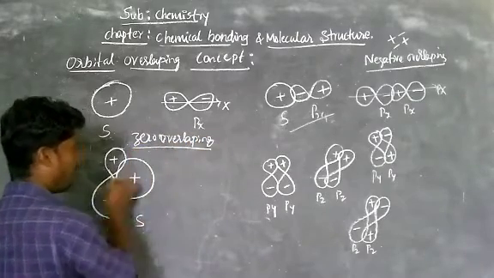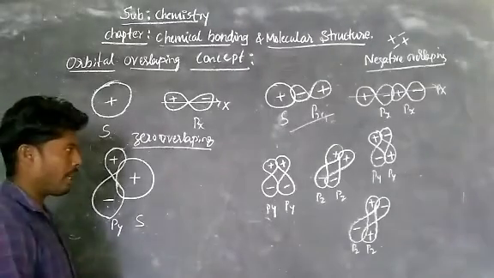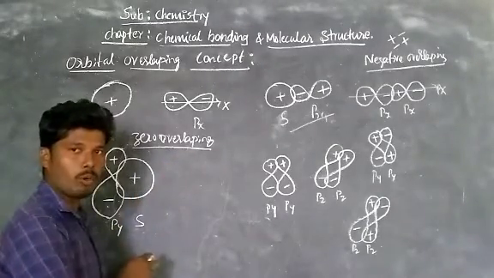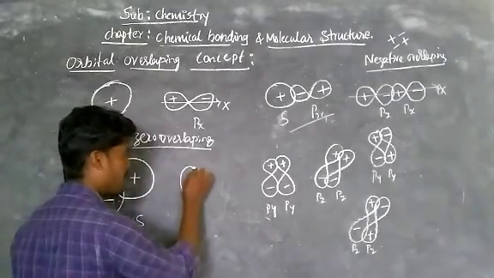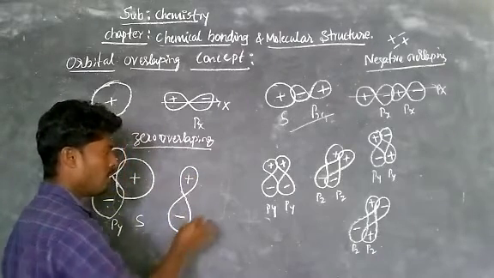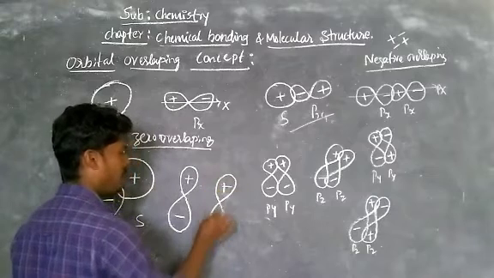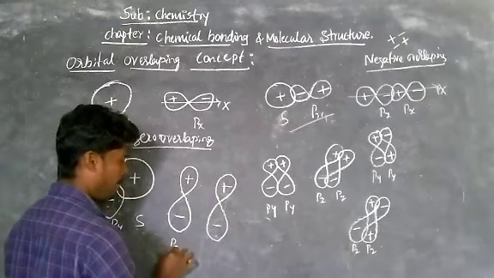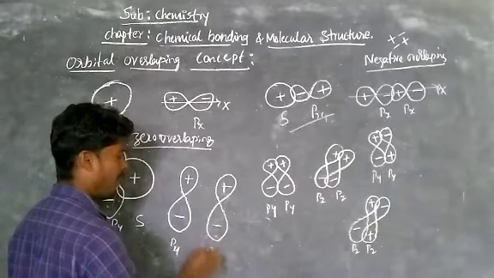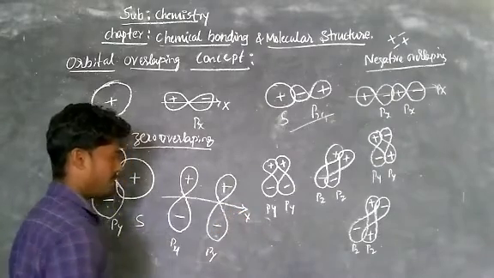Zero overlapping between s and p orbitals. Now coming to p orbital overlapping means zero overlapping place. So let's take this is in a orbital. One end is positive, one end is negative. Similarly, one more orbital, positive and negative. Both are present in px and py on the y axis. So this is called y axis.